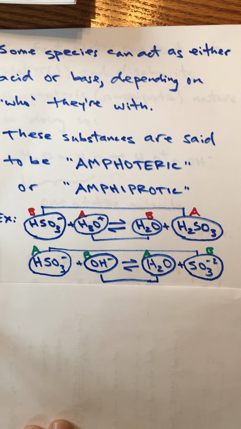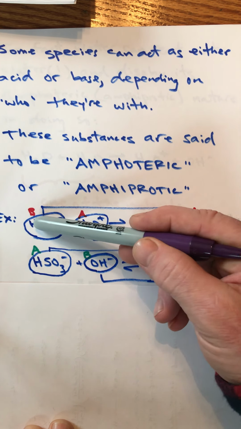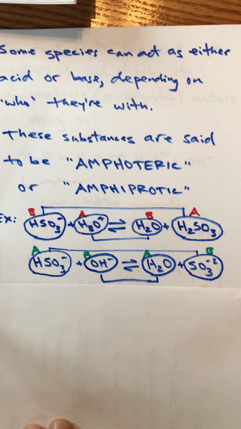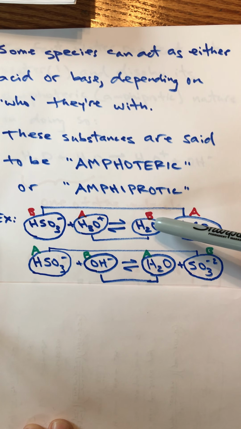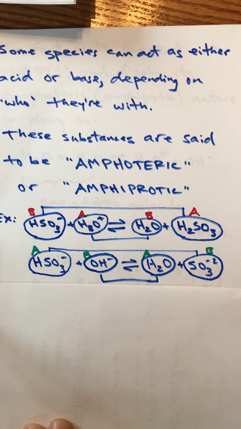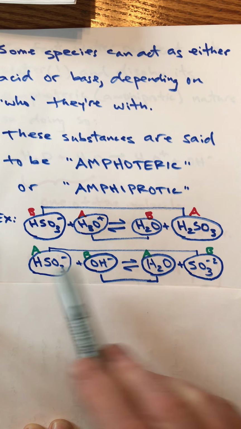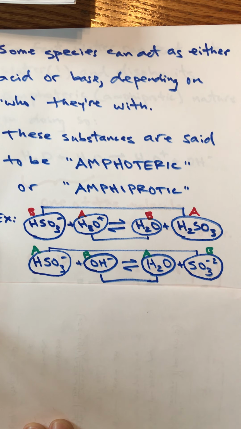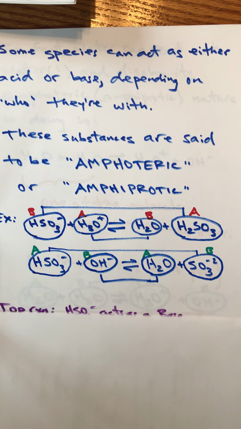Look at this. Top reaction, HSO3- is a base. Bottom reaction, HSO3- is an acid. Top reaction, H2O is a base. Bottom reaction, H2O is an acid. So both of these species could be described as amphoteric or amphiprotic. They behave differently depending on what other species they're interacting with.